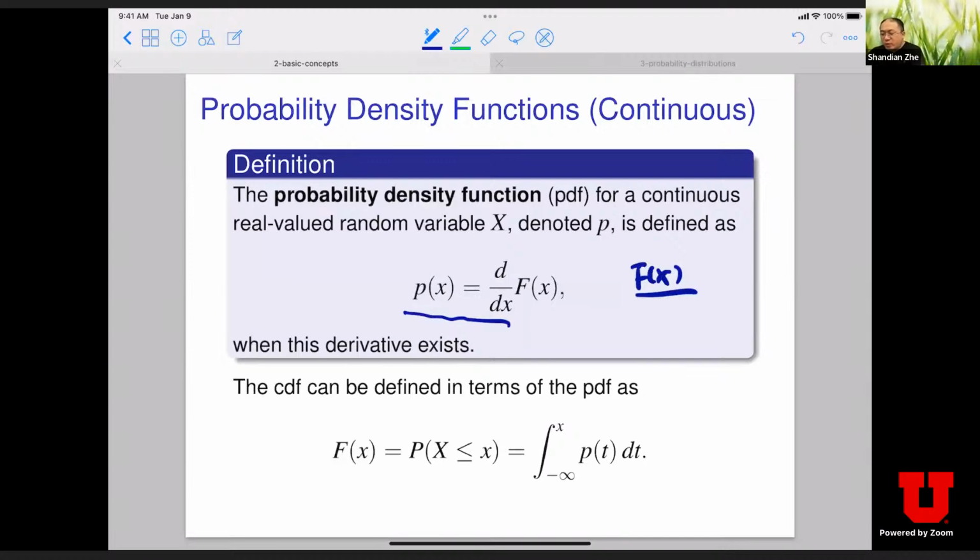And then we can re-express the cumulative distribution function as an integral of the density function. This is just the derivative of F of x. So of course, F of x will be the integral from negative infinity to x of the density function, and because F evaluated at negative infinity is equal to 0, we can just write it as an integral. Does it make sense? I'm just repeating what you have learned before.